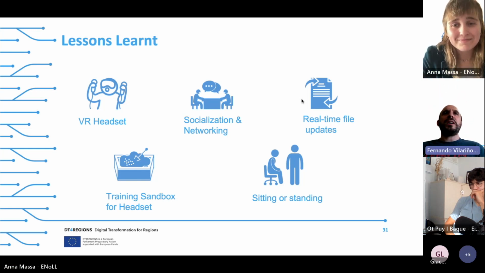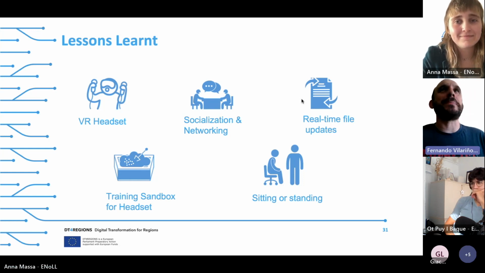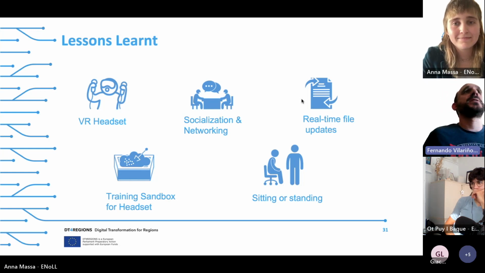Right. Good. So we have a bunch of lessons learned that should be taken into account in order to implement the dynamics within the physical spaces, in order to implement the digital experience.